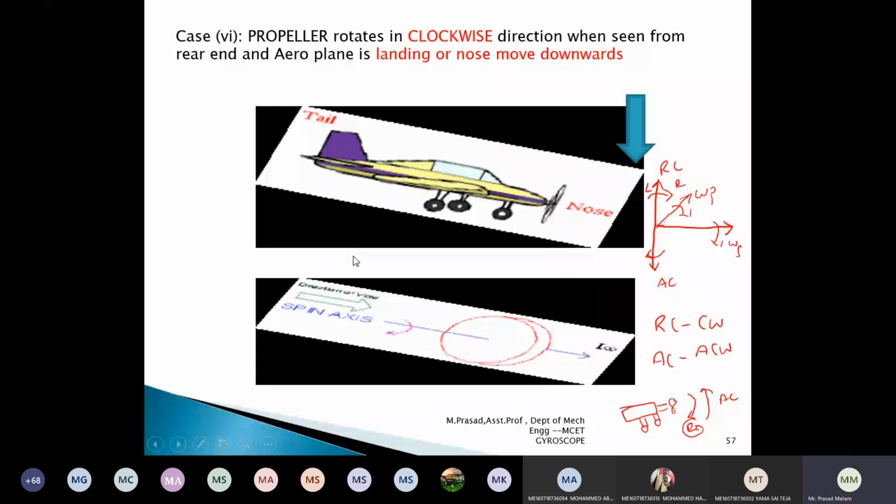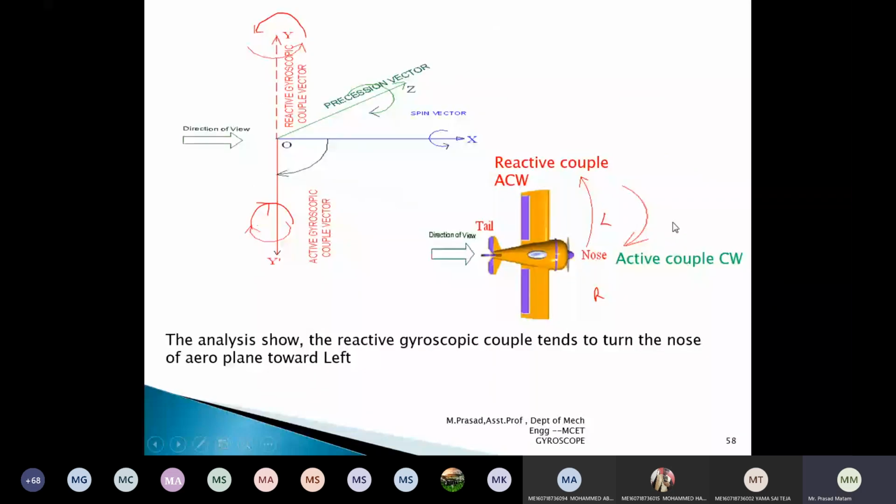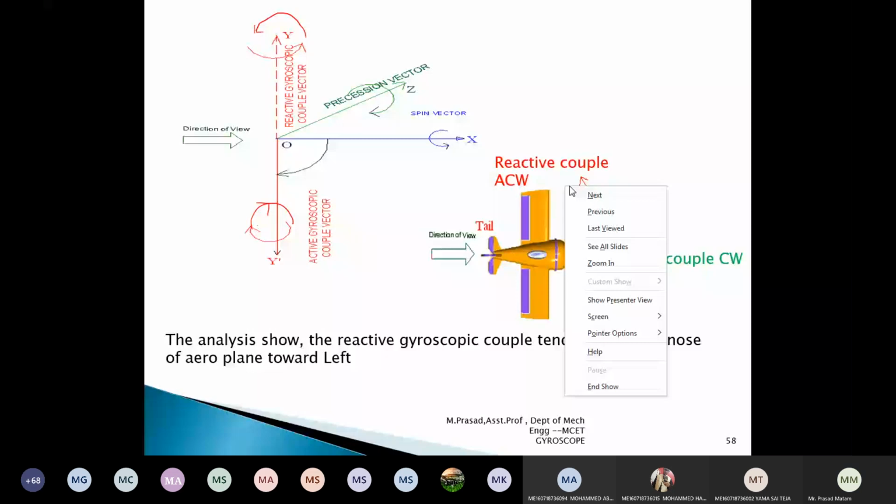So what is the reactive couple here? How the reactive couple is rotating? Clockwise motion. How active couple is rotating? Anti-clockwise motion. You can see the diagram here. Active couple, clockwise motion. Reactive couple, anti-clockwise motion. Means it turns towards the left side. Anti-clockwise motion. Reactive couple is moving towards the anti-clockwise motion. That's why it is trying to move towards the left side. It is moving towards the left side.